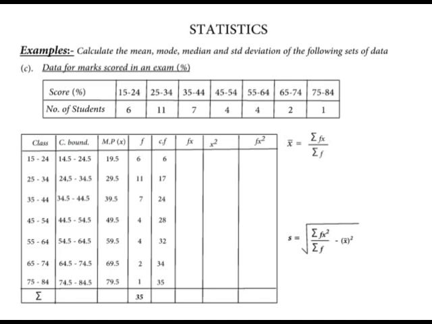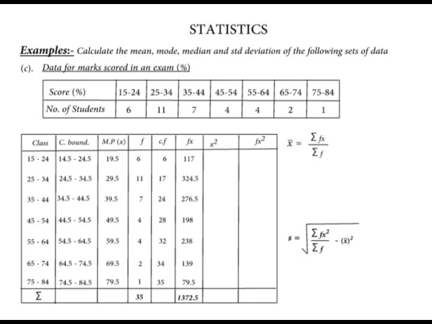Then f times x. We multiply the frequency times the corresponding midpoint. 19.5 times 6 gives us 117. 29.5 times 11 is 324.5. 39.5 times 7 is 276.5, all the way to the last one, 79.5. The summation of fx will be equal to 1372.5.